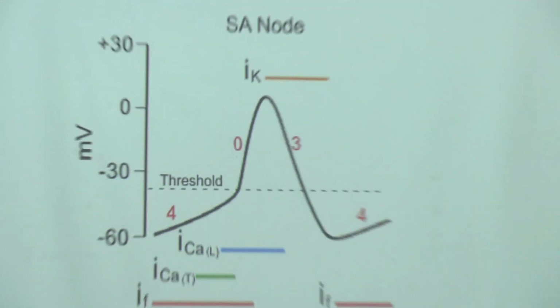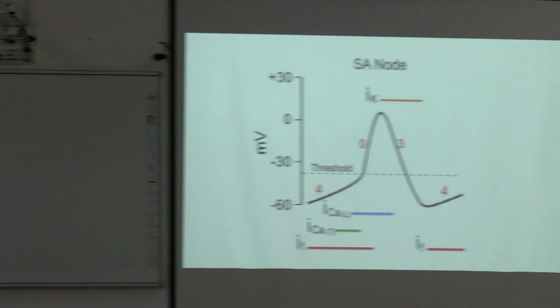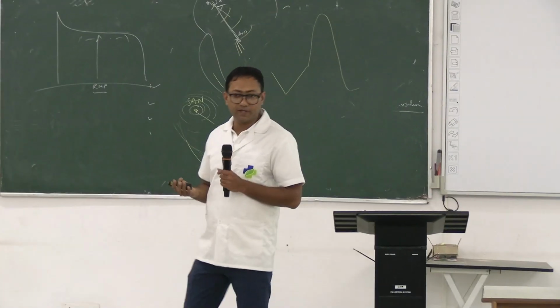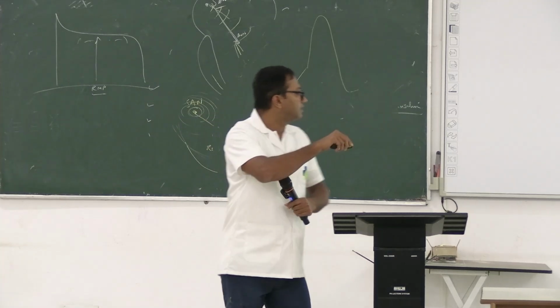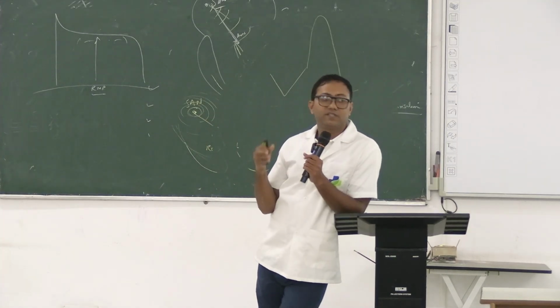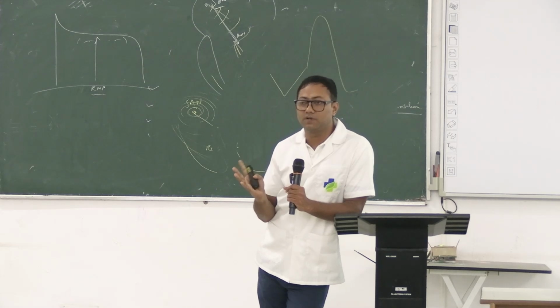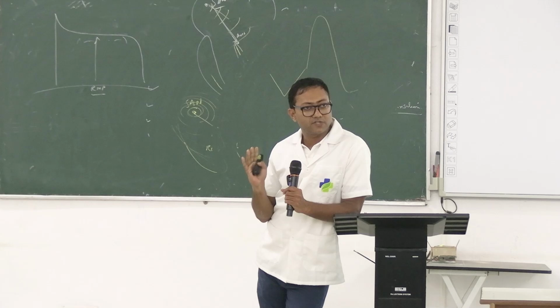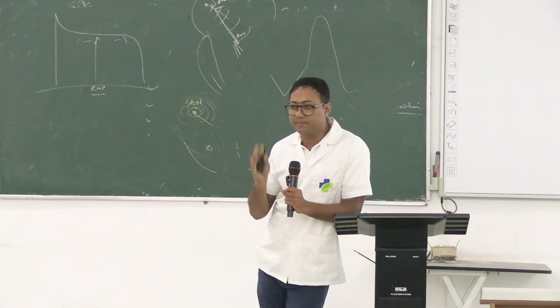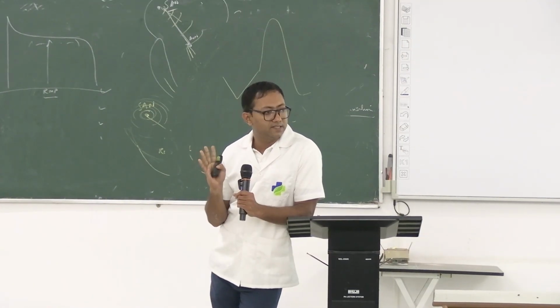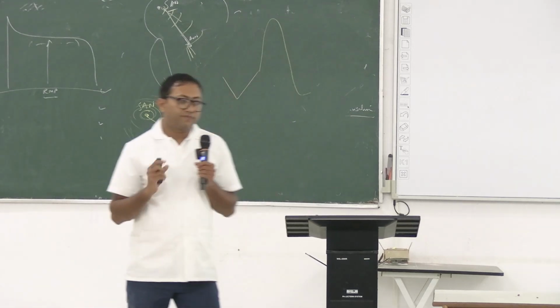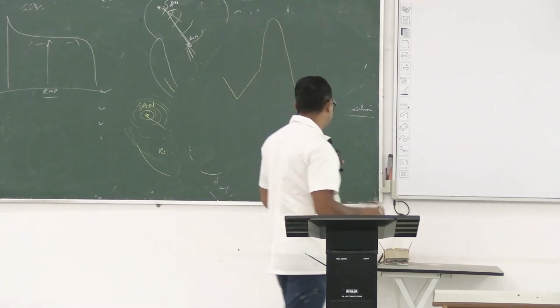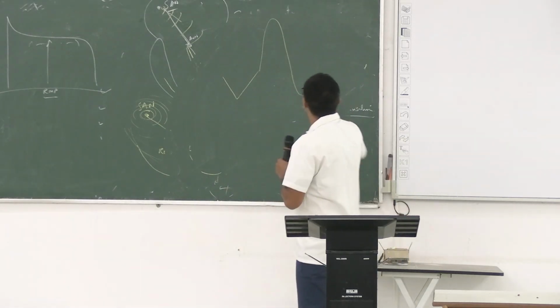Now some points regarding this F current, which is called the funny current, right? This IF, or funny current, is mainly responsible for this diastolic depolarization. For this diastolic depolarization, or this pacemaker potential, the major ion channel responsible is the funny channel, and the current is called the funny current. The name of this specific ion channel is HCN channel.